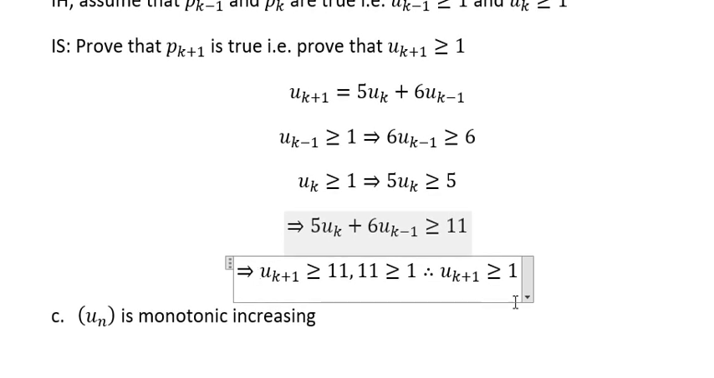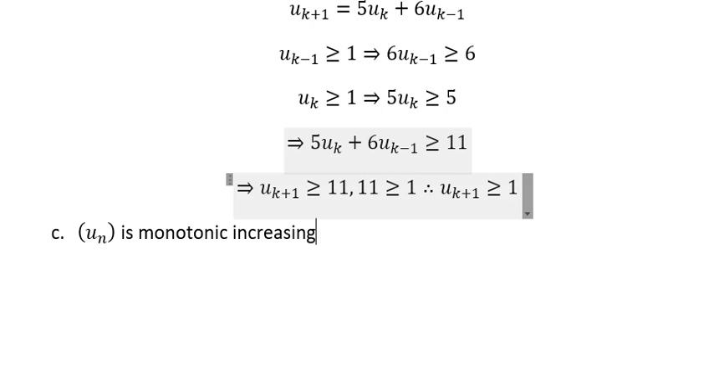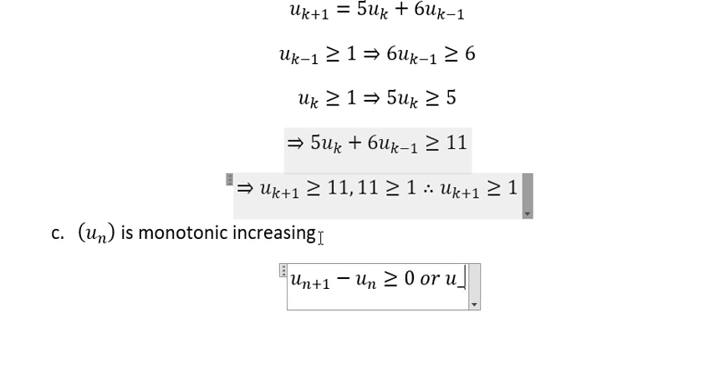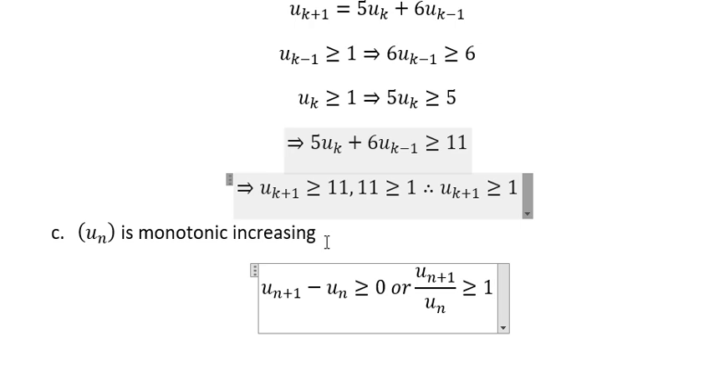Then we now draw a conclusion. Finally, show that u_n is monotonic increasing. So here we just have to show that u_{n+1} minus u_n is greater or equal to 0. This is what we need to show. Or we show that u_{n+1} divided by u_n is greater or equal to 1. So either we show the first one or the second one, depending on what is convenient for us to show.